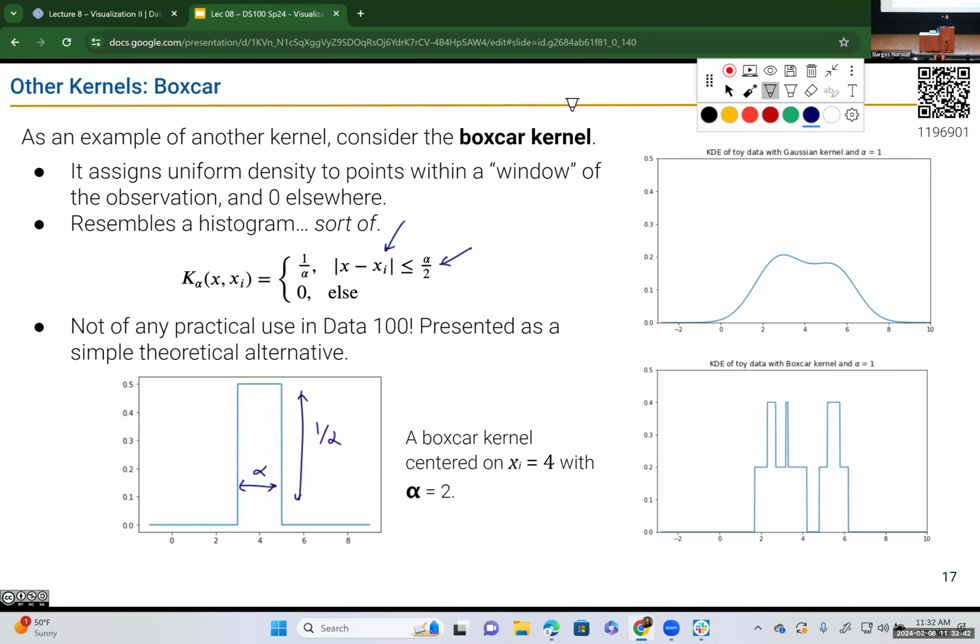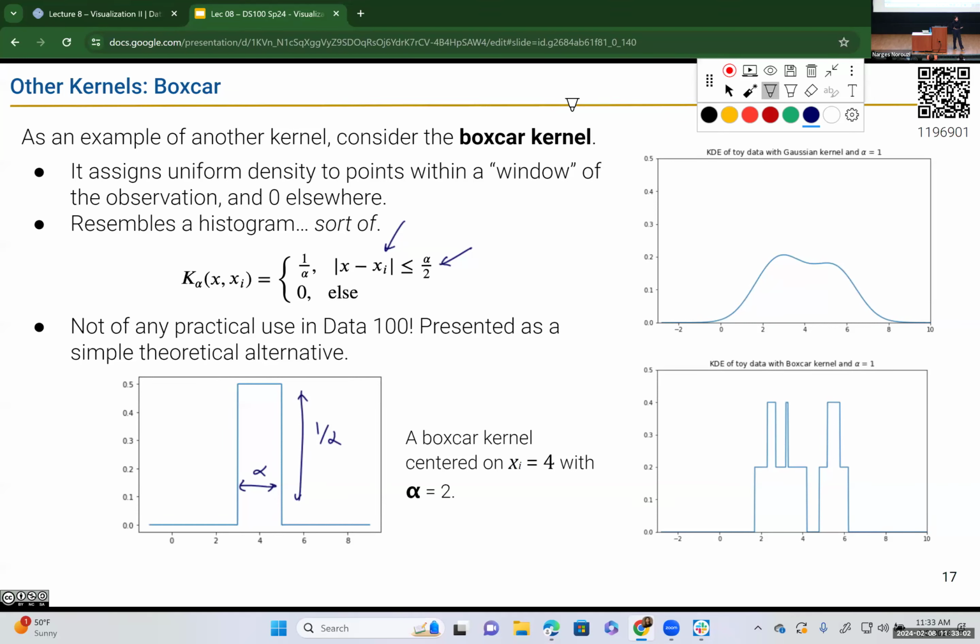If I try this boxcar kernel on top of the same data set that we had, I'll see a weird looking plot. You might think that it resembles the histogram that we had. It looks like it, but it's not exactly the same, though it might be a little bit similar. In practice, we never use it.